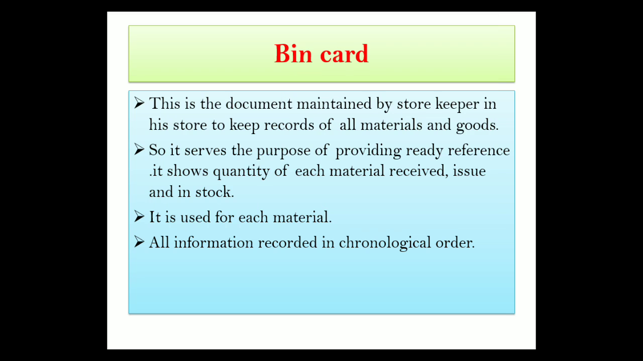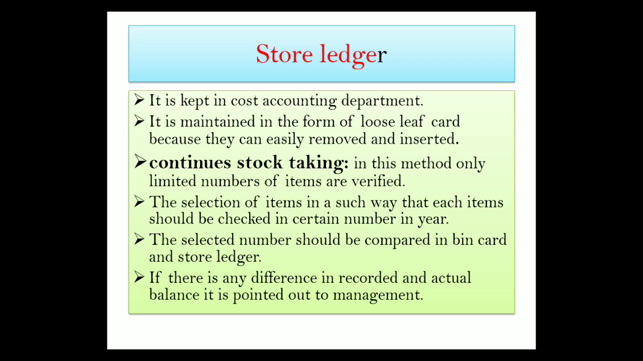This is a document which is maintained by the storekeeper in his store to keep records of all materials and goods. The bin card serves the purpose of providing ready reference, as it shows the quantity of each material received, issued and in stock. A bin card is used for each material. Therefore, each receipt, issue or return is recorded on the bin card in chronological order, and the latest balance is shown after each receipt and issue. Recording all information in chronological order is important.